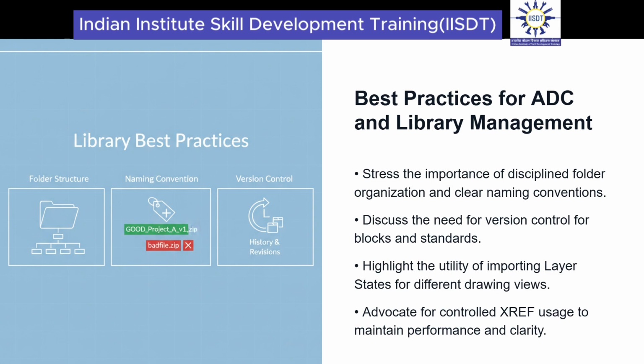Equally important are meaningful naming conventions. A file named block1.dwg is useless. A name like a-door-ext-wood-36by84.dwg tells you everything you need to know before you even see the preview. Version control is also critical. When a standard block or title block is updated, have a system in place to archive the old version and roll out the new one, communicating the change to the team.